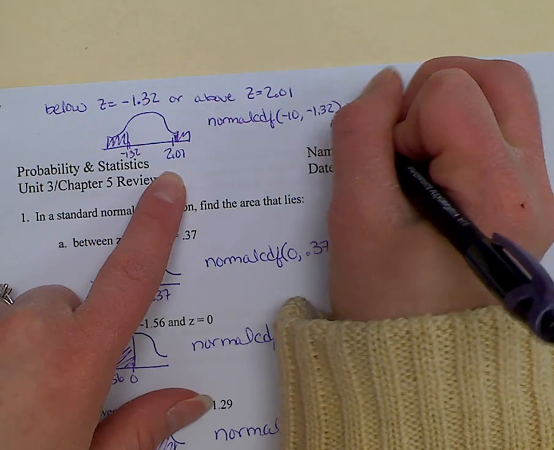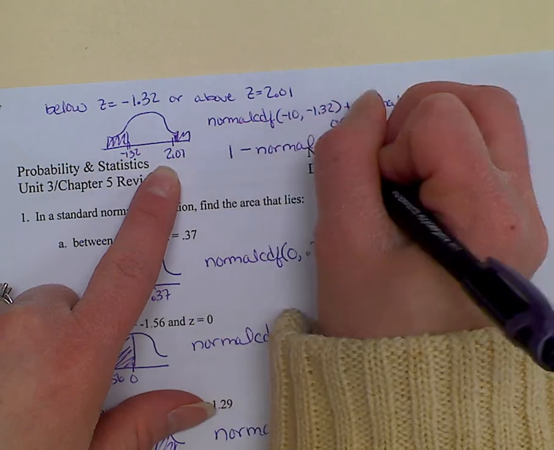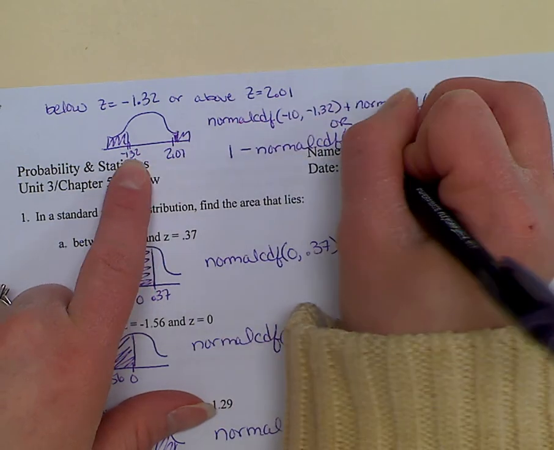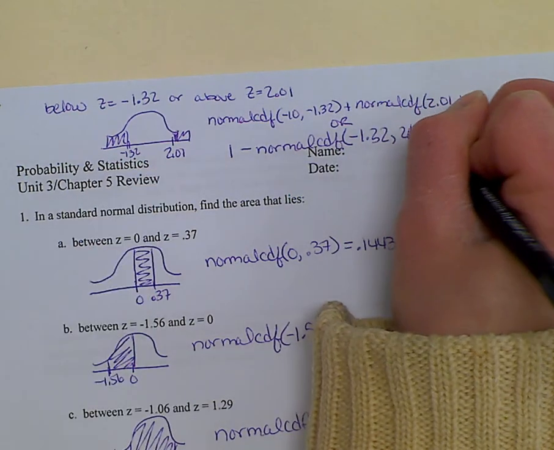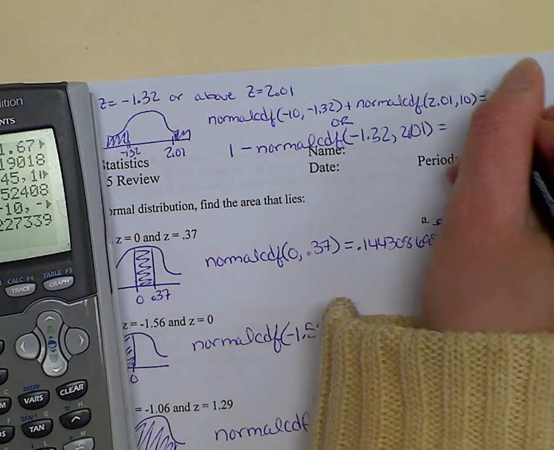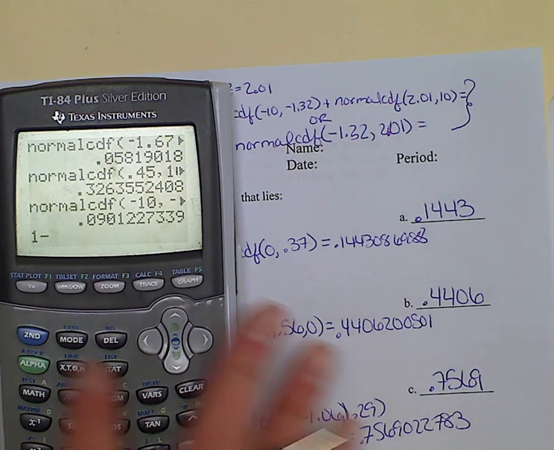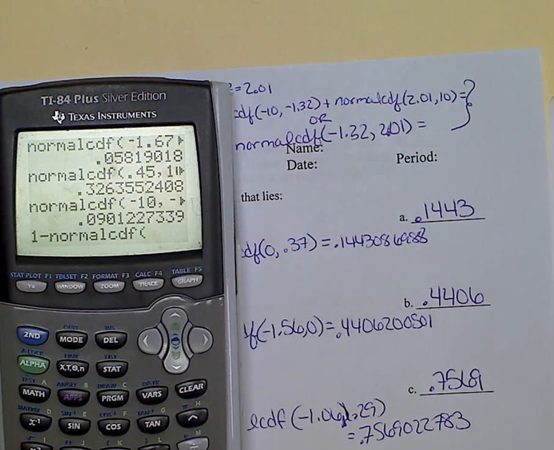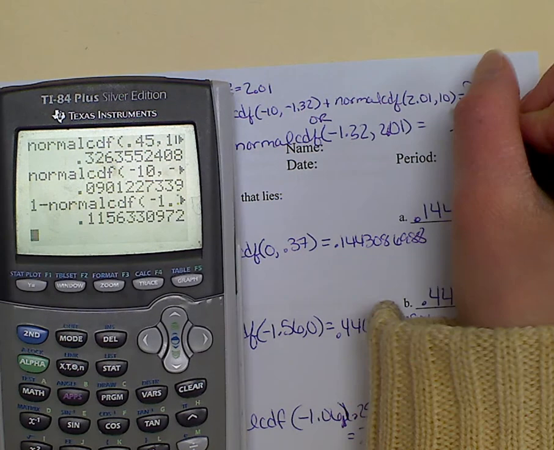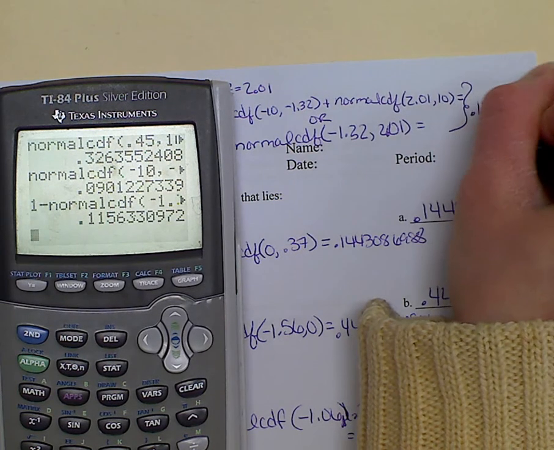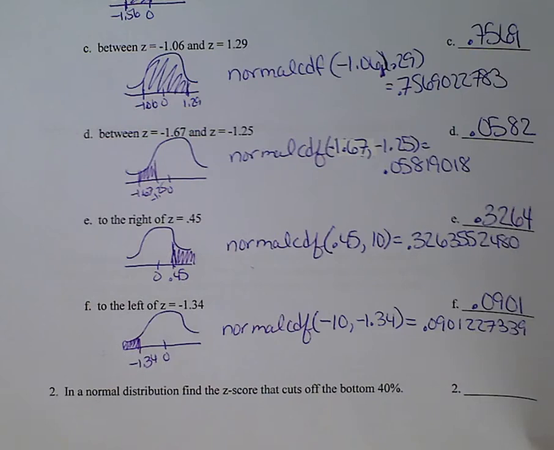Or we know that the entire curve adds up to be 1. So we can actually take away from 1 what we did not shade, and then we'll be left with what we did shade. In this second method, either one, we're going to get the same solution, but the second one at least just requires a little bit less entry or typing into the calculator. And here we get 0.1156.